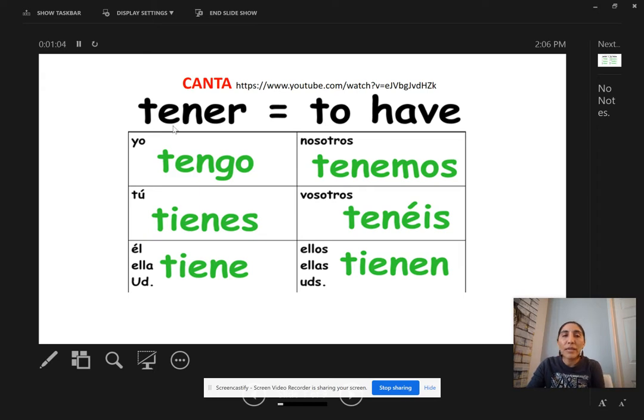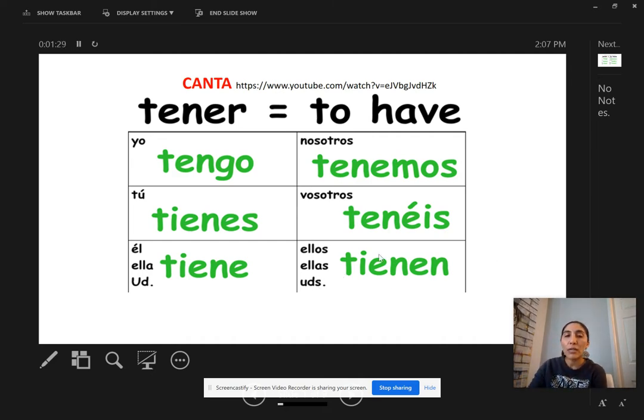Once I start mixing tener with yo, then I have the conjugation as tengo. Tener, if you mix it with tú, you have tienes. Tener, mix it with él, ella, usted, and the product conjugation is tiene. Tener, mix it with nosotros, and you will have tenemos. Tener, mix it with vosotros, and you will have tenéis. And then tener, mix it with ellos, ellas, ustedes, and then you have tienen, yeah?